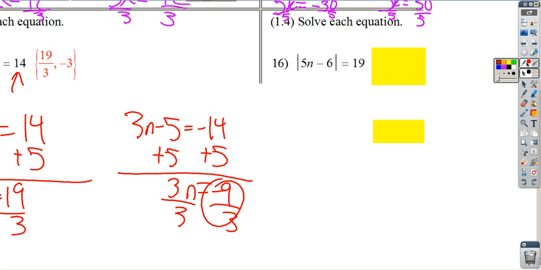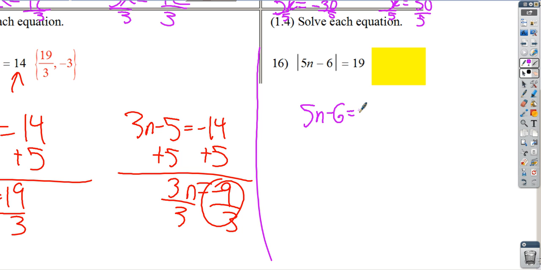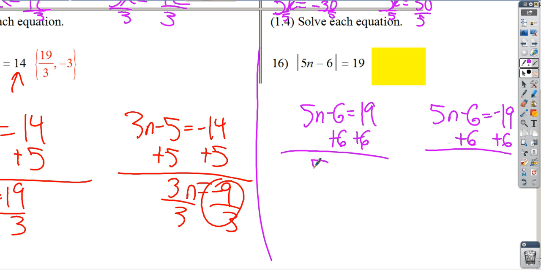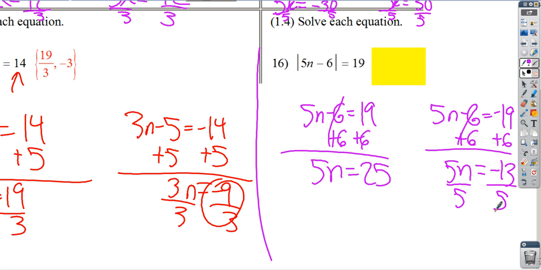Okay, last one for this page, and we'll pick up in the next video the rest of it. So again, here we have nothing except the absolute value, so we can immediately split it into equal to 19 and equal to negative 19. And then let's add 6 to both sides so we can get rid of the minus 6. So we're going to have 5n, those cancel, is equal to 19 plus 6 is 25. And over here, 5n is equal to negative 19 plus 6, which is negative 13. And our last step is to divide by 5. So in this case, we have n equals 25 over 5, and that's equal to 5. And then n also equals negative 13 over 5.